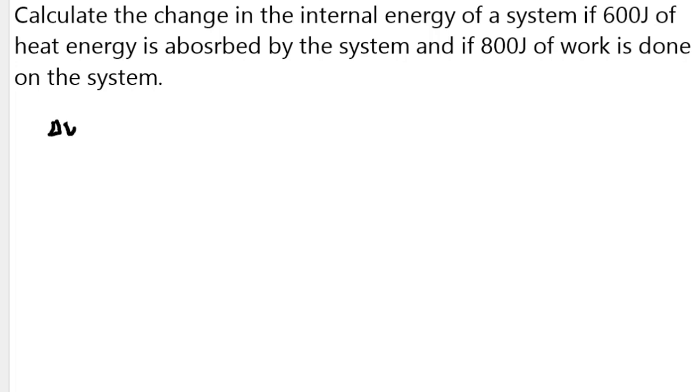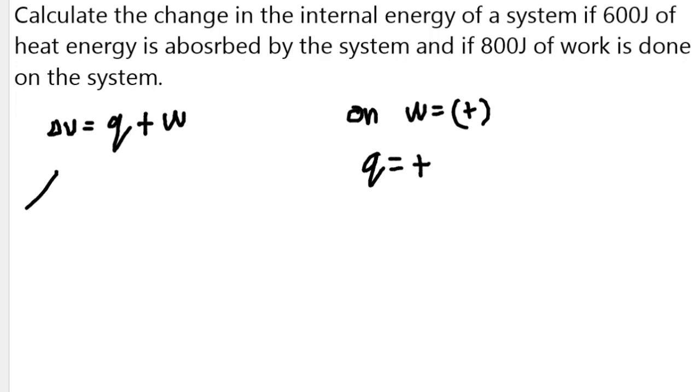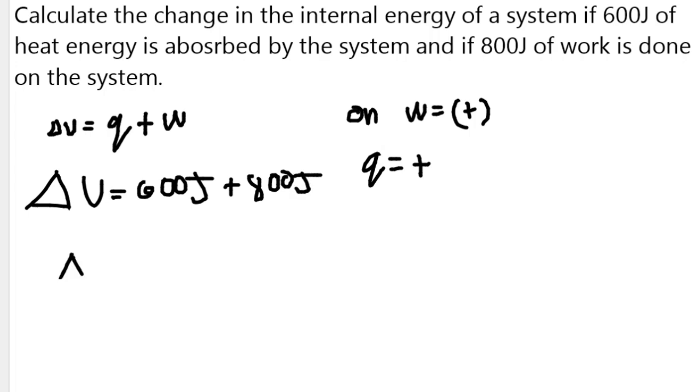Calculate the change in the internal energy of the system if 600 joules of heat energy is absorbed by the system and if 800 joules of work is done on the system. Work is going to be positive because it is done on the system. And the heat energy is absorbed, meaning we have a positive sign. So all of our constants here are positive, therefore we just have a positive change in the internal energy. That's going to be around 1400 joules.